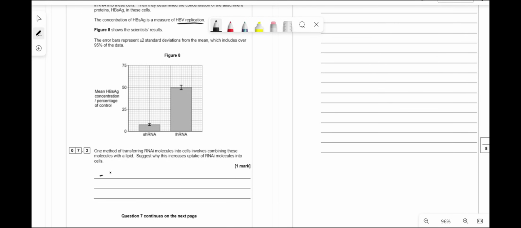So remember that lipids can freely move across phospholipid bilayers. The cells have a phospholipid bilayer. So there's no need for facilitated diffusion, so there's no need for a carrier protein or channel protein. So they're taken up very easily.